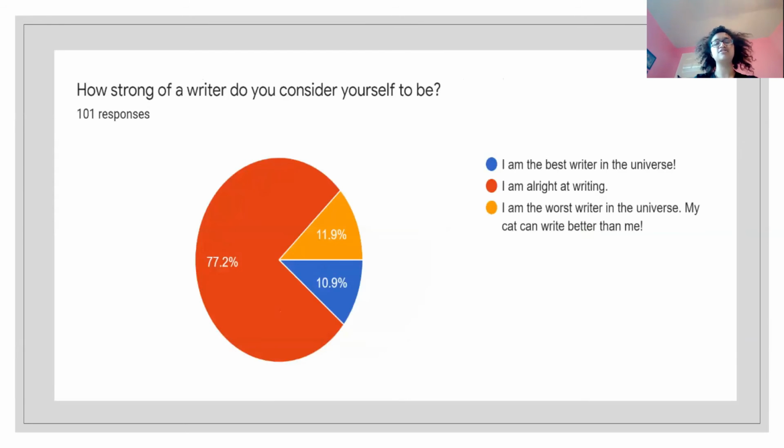How strong of a writer do you consider yourself to be? Approximately 90-ish% of students think that they're at writing. And this is important because it shows that people think that they need to improve upon their writing, which means that they'll probably be using some aids in order to do so. And because they need some aids, they'll definitely be using a writing helper source if we provide it to them. Thus, it won't be a waste of an investment.